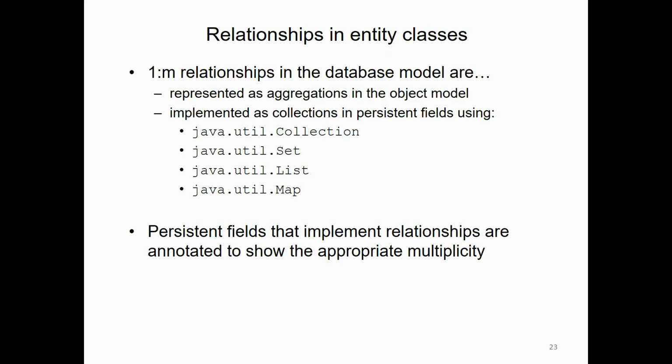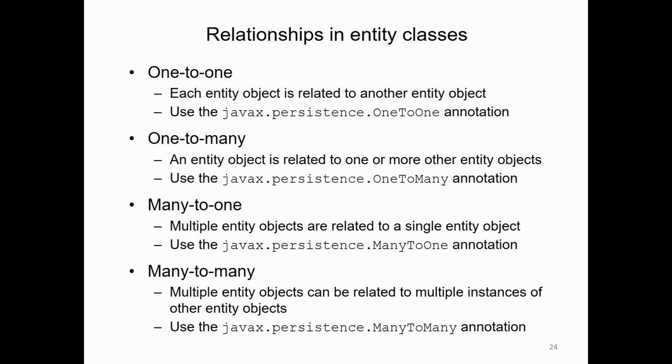The various relationships in the database model can be represented as aggregations of one sort or another in the object model, and in the implementation will be represented as collections of one type or another. And we'll use annotations to indicate what kind of relationship is being represented or is being implemented in that particular collection. Here's an example of the four that we have. So one-to-one, one-to-many, many-to-one, many-to-many. There's a corresponding annotation for each.